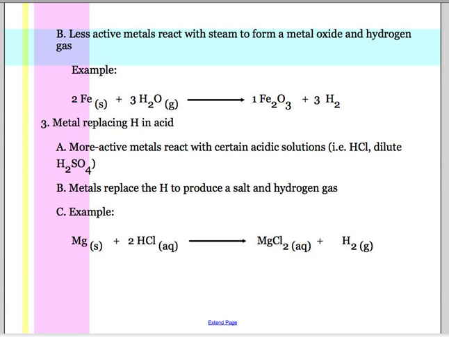Again, you have to make sure if it's a metal, you're going to try and kick out the positive part of the compound because metals are positive ions. If you're a non-metal, you're going to be kicking out the non-metal portion of it.